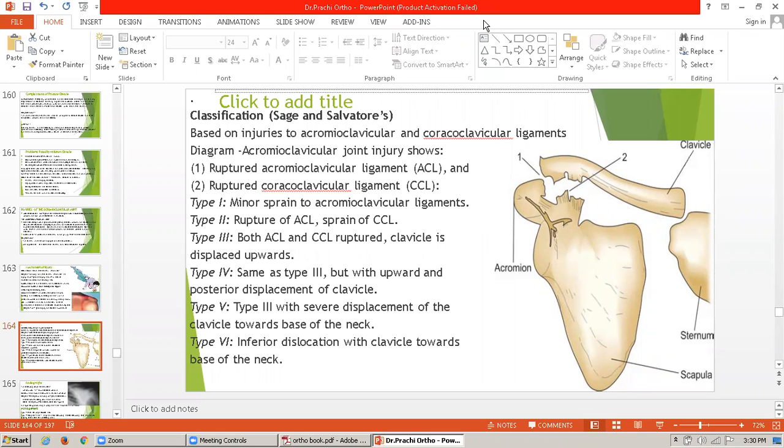So, this is the acromion. This one is the ruptured acromioclavicular joint. This is the ruptured coracoclavicular joint. This is the clavicle, this is the sternum, and this one is the scapula. So this is the classification by Rockwood and Salvatore.